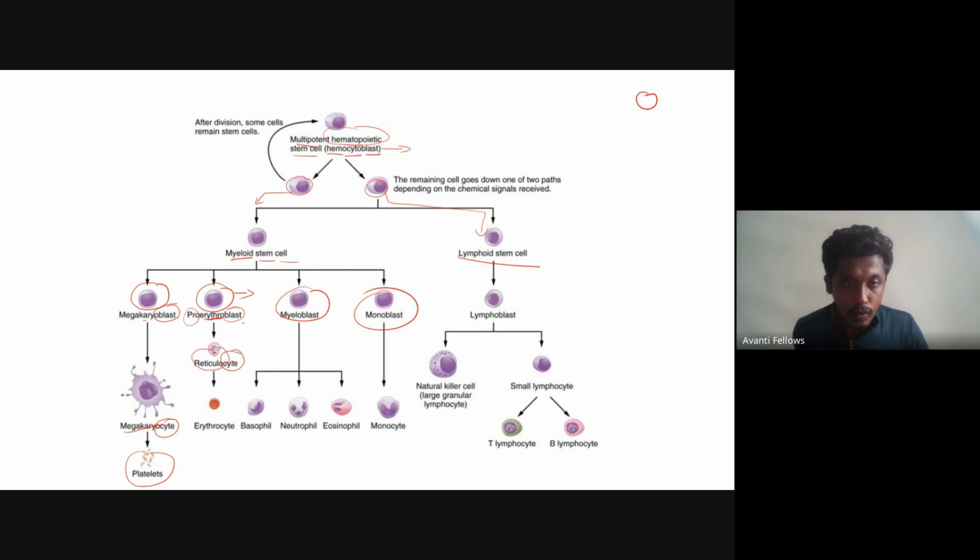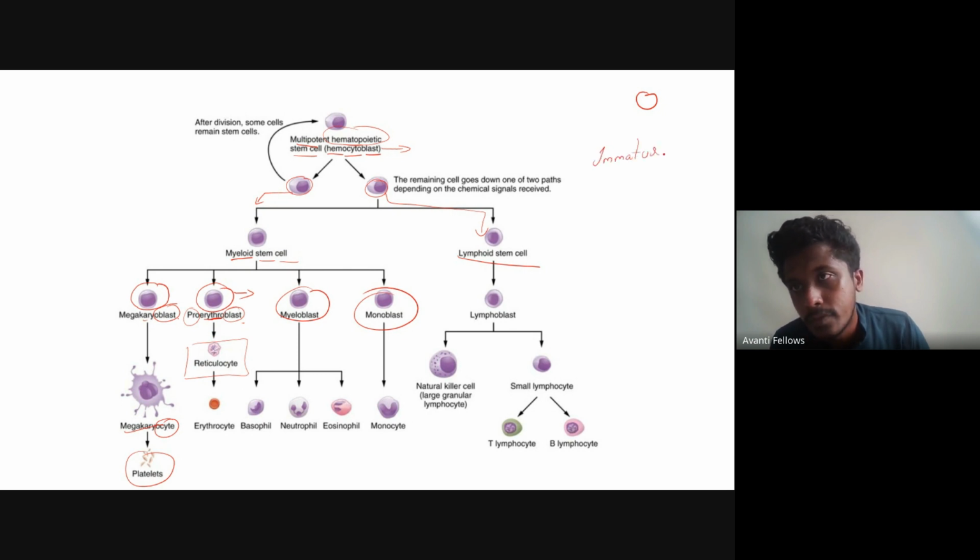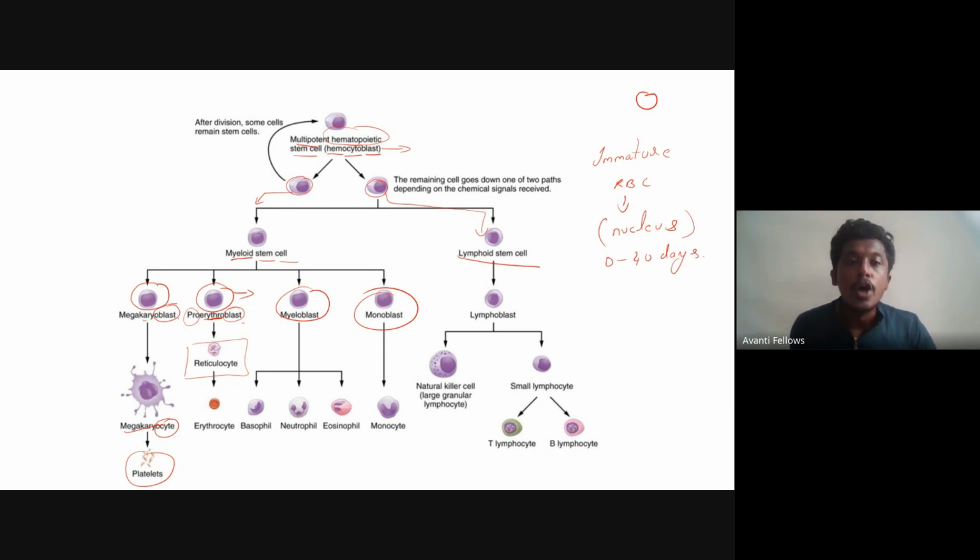Okay, I will erase this so that you can copy it down. Why is reticulocyte very important for us? Reticulocyte is also called immature RBC, and it has a nucleus. Okay, it is around 0 to 40 days old. It will live for 0 to 40 days. So proerythroblast will give us reticulocyte.